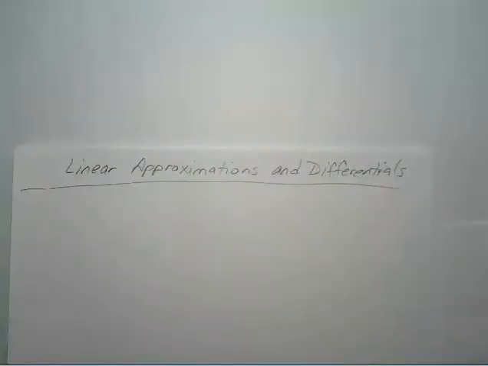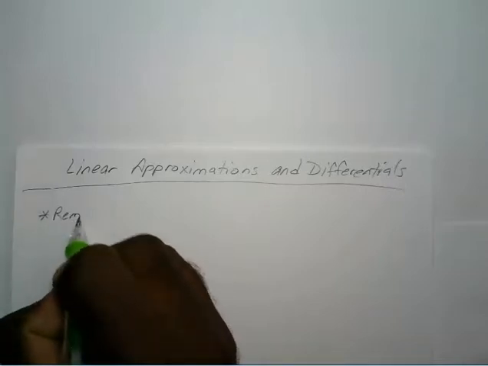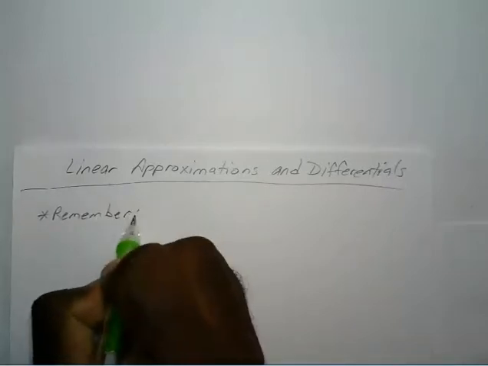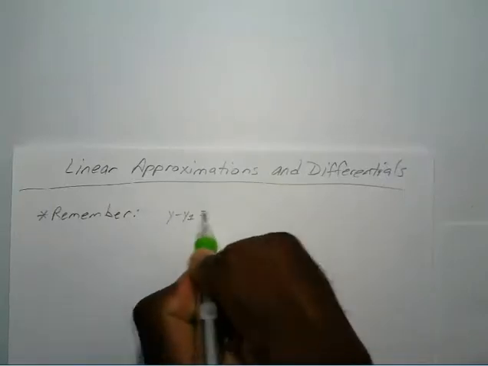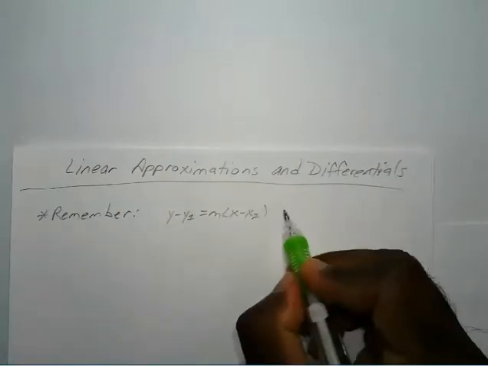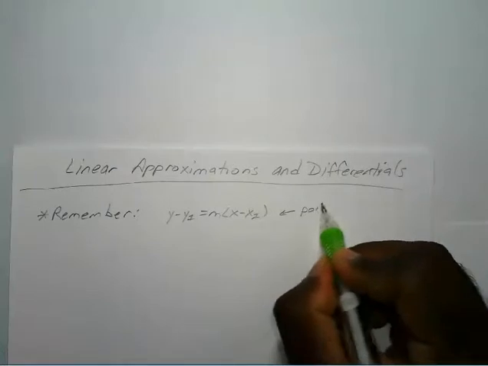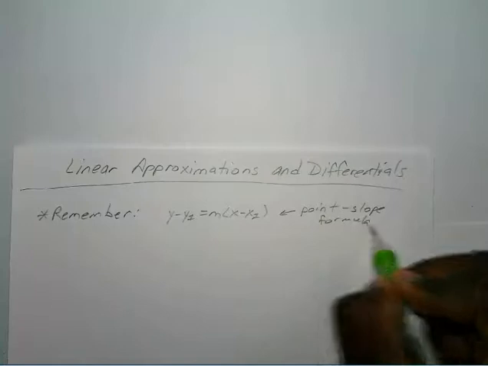Hello everyone. In this video we will be taking a look at linear approximations and differentials. To start off, to come up with our formulas for those, I just want you to remember your point slope form. Let's say y minus y1 equals m times x minus x1. Your point slope formula.